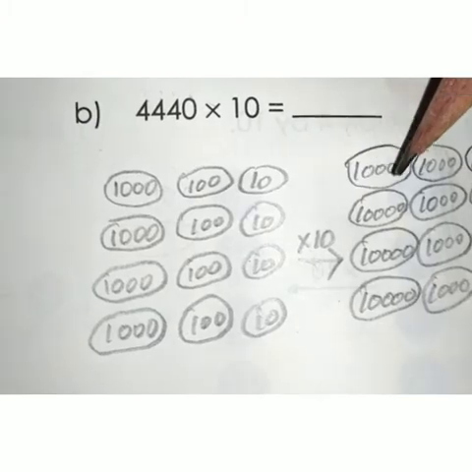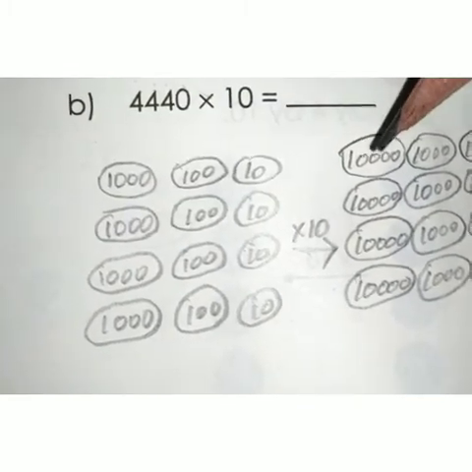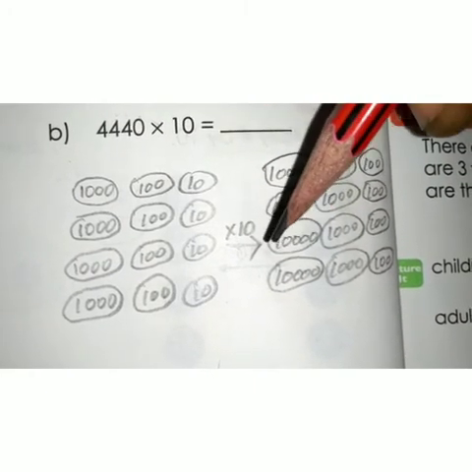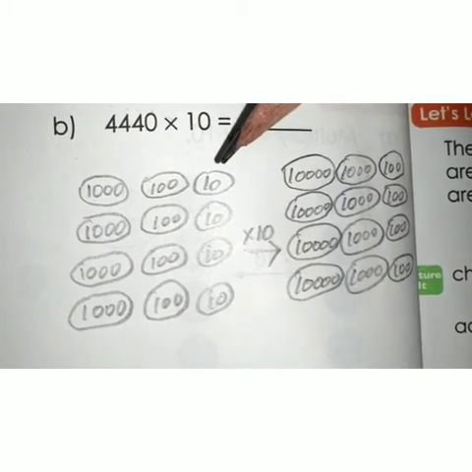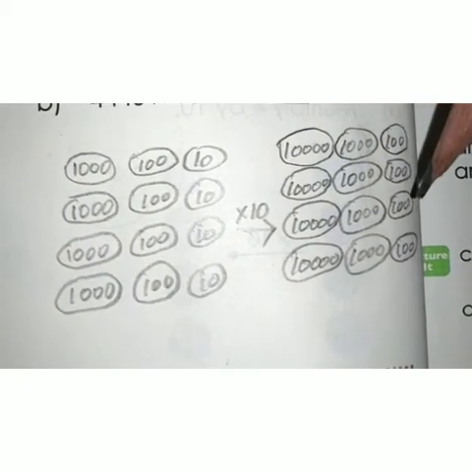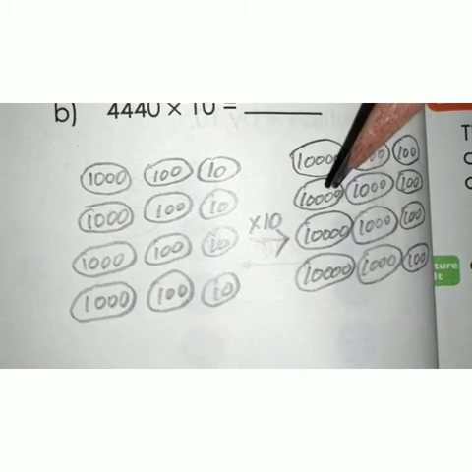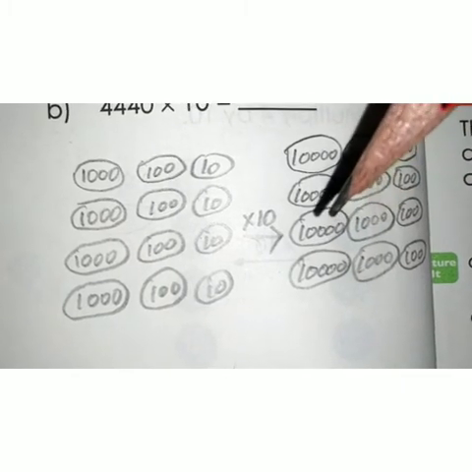1000 into 10, 10,000. Likewise, 4 times you will get 10,000. Similarly, if you multiply 4 times 100 with 10, you will get 4 times 1000. Then if you multiply 4 times 10 with 10, you will get 4 times 100. Now add all these values one by one. 10,000 plus 10,000, 20,000. 20,000 plus 10,000, 30,000. 30,000 plus 10,000, 40,000. So you will get 40,000.